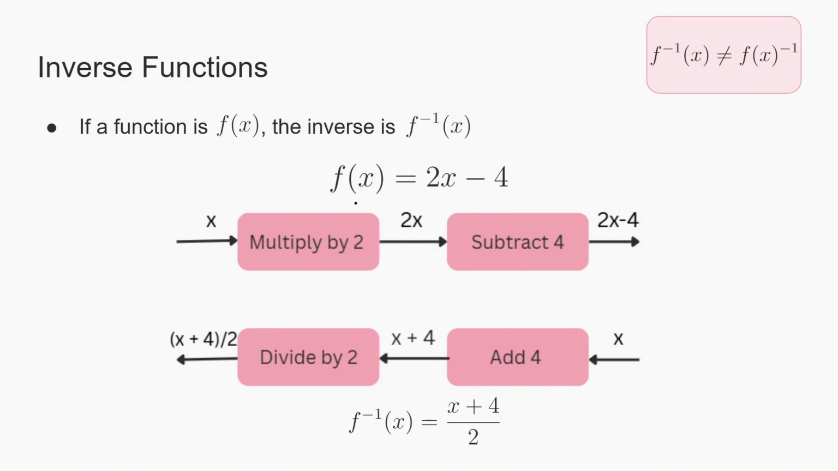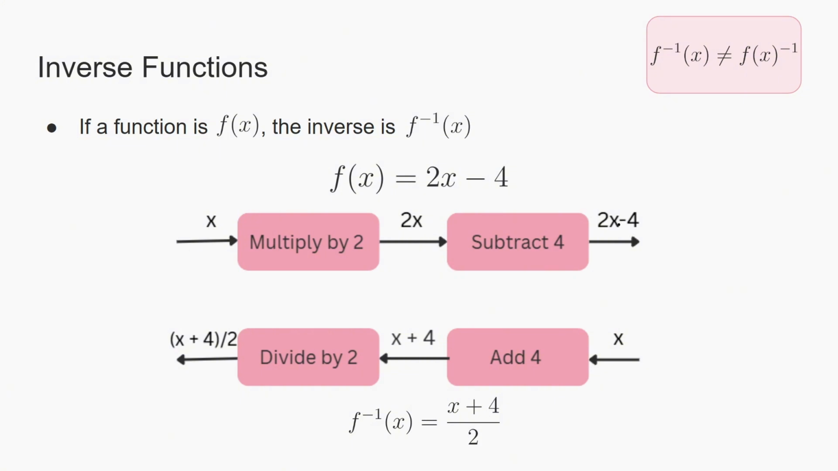Here we have f of x equals 2x minus 4. We wrote the function out in a diagram. We start off with our input x, and we multiply by 2 to get 2x. And we subtract 4 to get 2x minus 4. And this becomes our output.